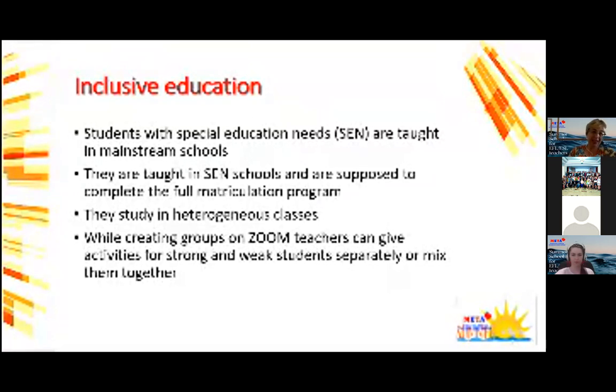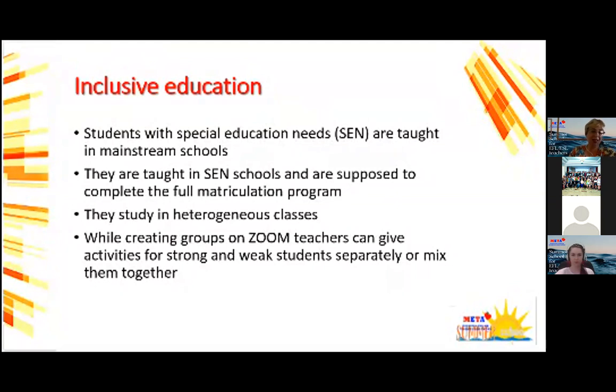For example, a weak student can ask, what was the weather yesterday? And a more advanced student can give a detailed answer. You know, it was hot and I stayed at home because it was impossible to go outside, and so on. And they can change their roles. Advanced students can ask weak students. It means peer teaching, when kids teach each other, and more advanced students help the weak ones.